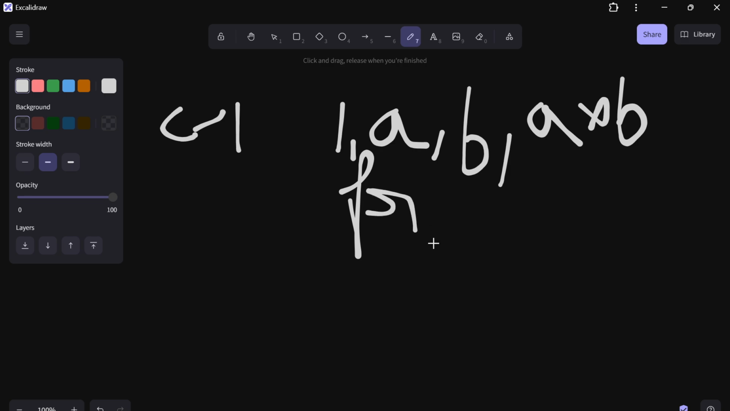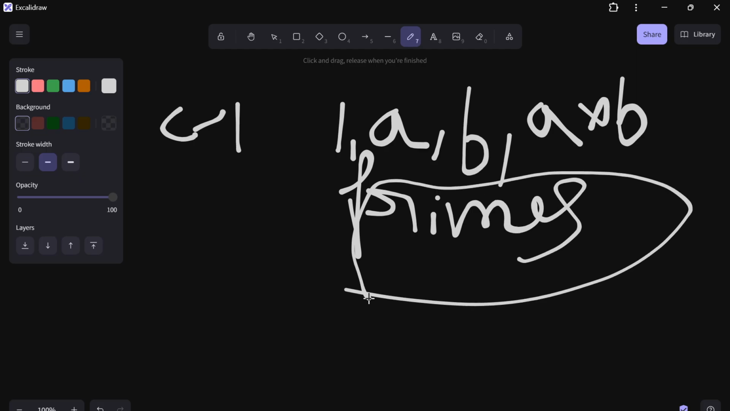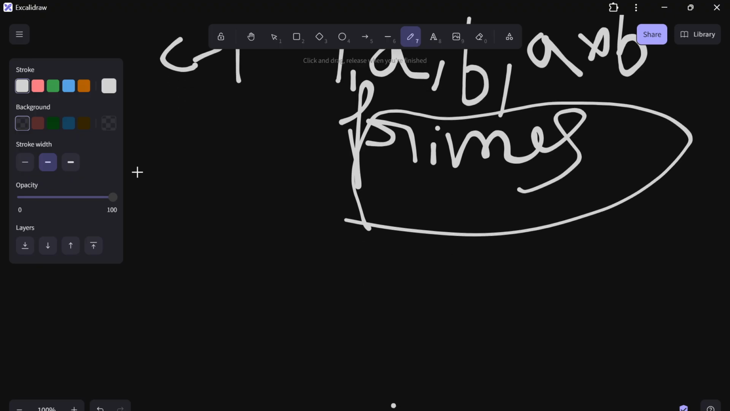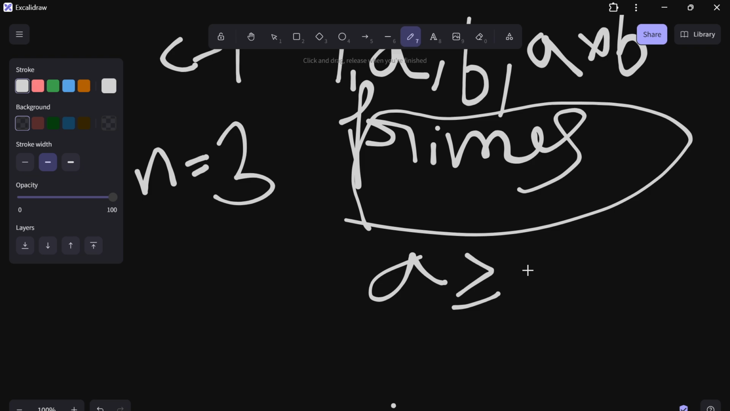Both A and B should be prime numbers, then the condition is valid. Okay. So suppose n equals 3, and A should always be greater than or equal to D plus 1. There is given D, not N. We assume that there is a D. Okay.